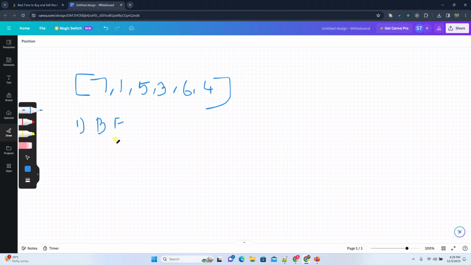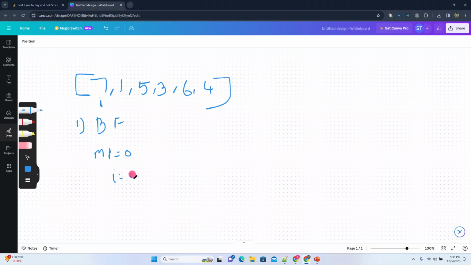Using brute force, we'll use two for loops basically. We'll start from i here and compare the i value with all the remaining values. In this case, we will take, for example, maximum profit initialized with 0, because if no transaction happens, we need to return 0. That's why we initialize maximum profit with 0.